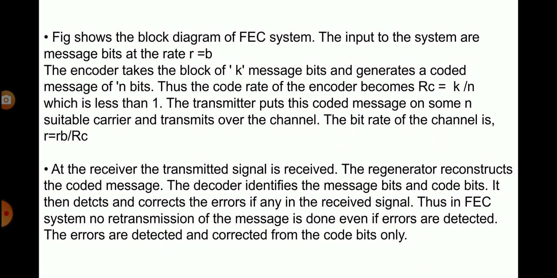At the receiver, the transmitted signal is received. The regenerator reconstructs the coded message. The decoder identifies the message bits and code bits. It then detects and corrects the errors, if any, in the received signal. Thus, in the FEC system, no retransmission of the message is done even if errors are detected. The errors are detected and corrected from the code bits only.